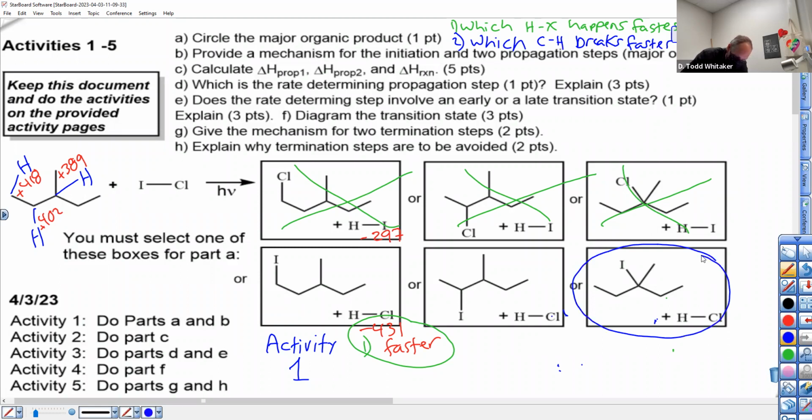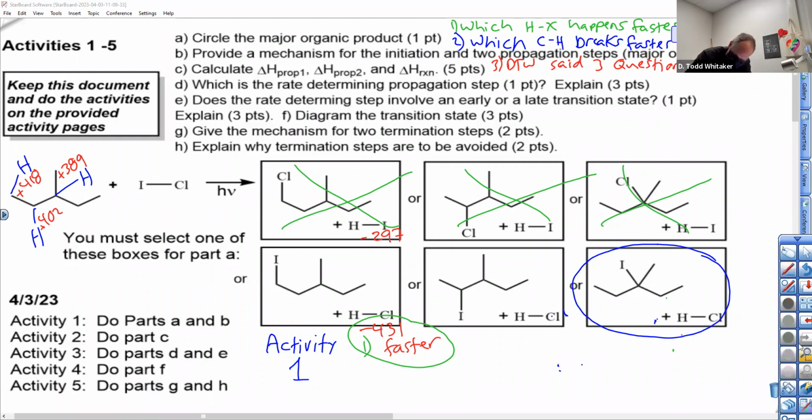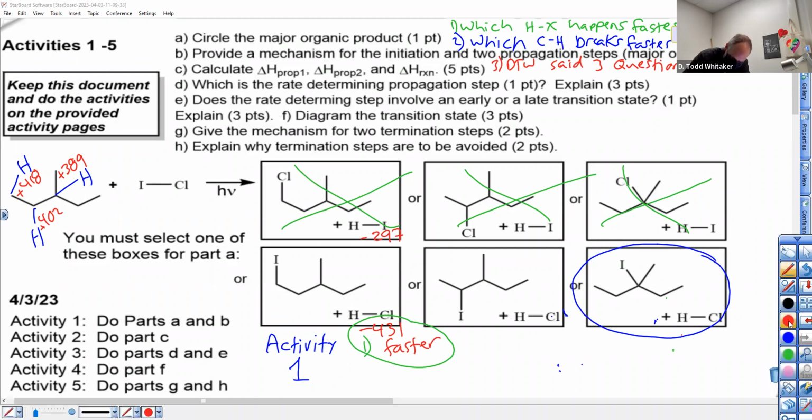And then we're going red. 3. DTW said 3 questions. But we only needed 2 here to change color. That's interesting. But we only needed 2 here. We made a decision.